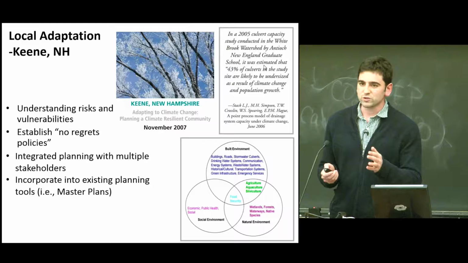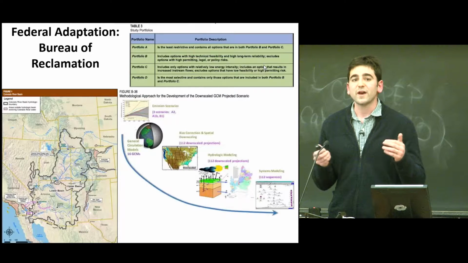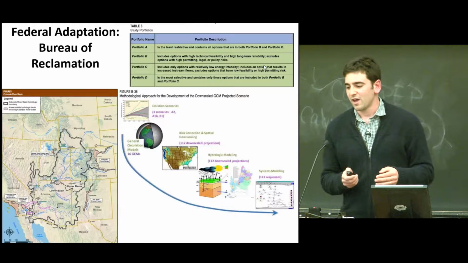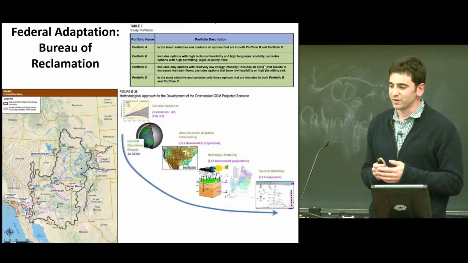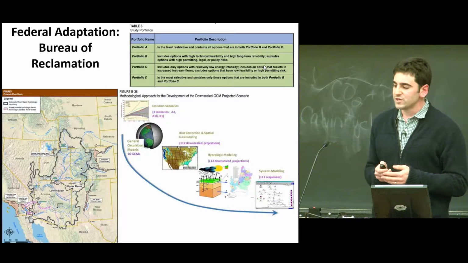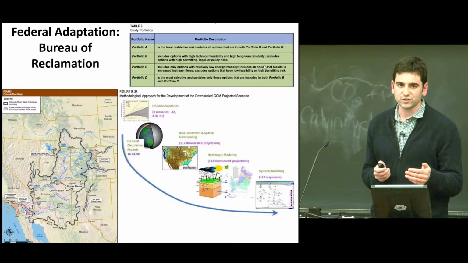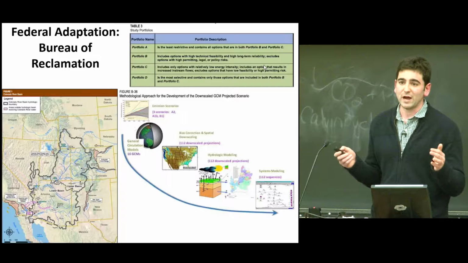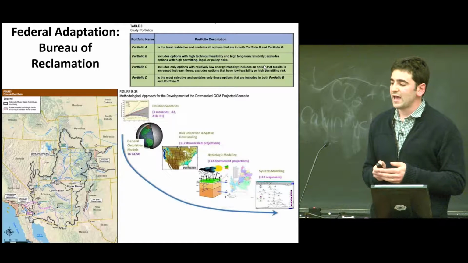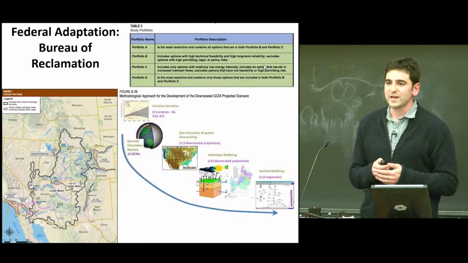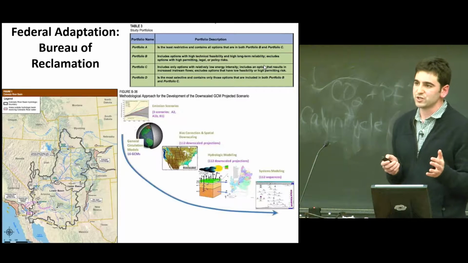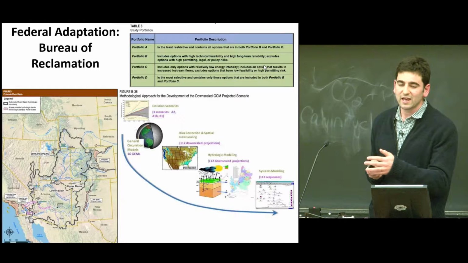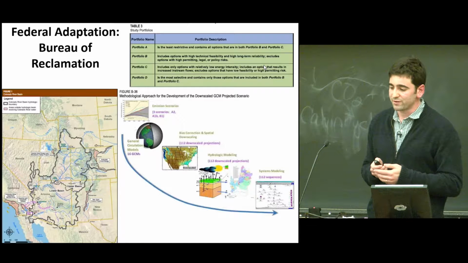So in addition to the local scale, I also want to move up to the federal scale. And I'm going to be US-centric for the time constraints on the talk. But globally, this also applies. The Bureau of Reclamation has really also tried to tackle climate change in its plan. So for those of you not familiar with the Bureau of Rec, they're in charge of a lot of the water infrastructure out west, the big dams out there. And so one project that they led was a river basin study where they tried to understand the effects of climate change on some of the major river basins they operated in. And the Colorado River Basin is one of these. There's one of these studies that just came out that they put out.